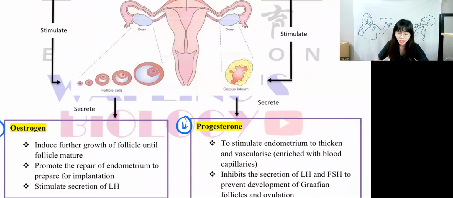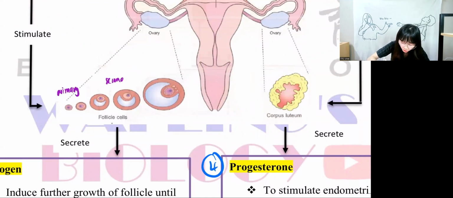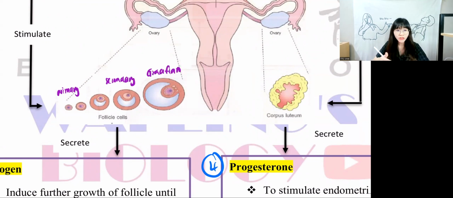Because follicle, okay, as you can see from this diagram, we have different sizes of follicle. We have primary follicle, we have secondary follicle, we have Graafian follicle. So we have differences in size. Can you see, we have primary, the smallest one, secondary, the medium size, and Graafian follicle is the largest size. Primary, secondary, and Graafian follicle.